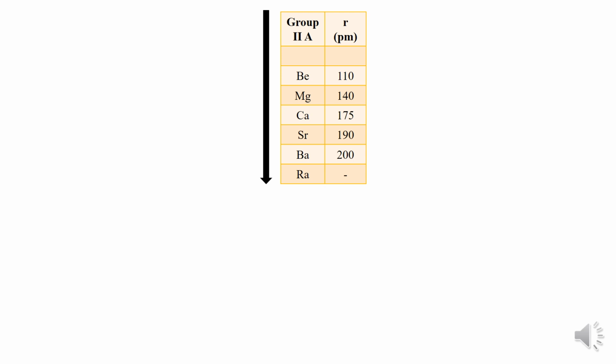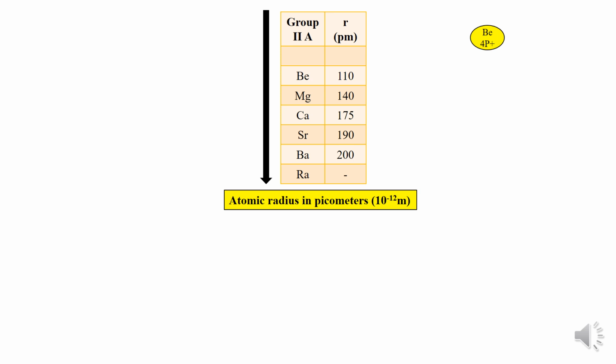Why is that? Let's find out the answer by examining the electron structures of group 2 elements beryllium, magnesium and calcium. The atomic radius is measured in picometers. 1 picometer is 10 to the power of minus 12 meters. Beryllium has 4 protons in its nucleus, 2 core electrons in the first shell and 2 valence electrons in the outermost shell. I have color coded the electrons.